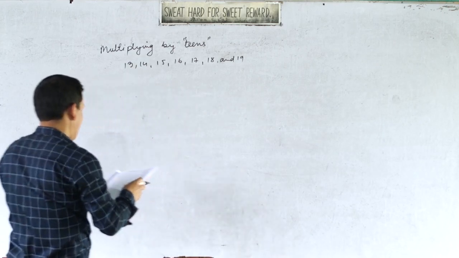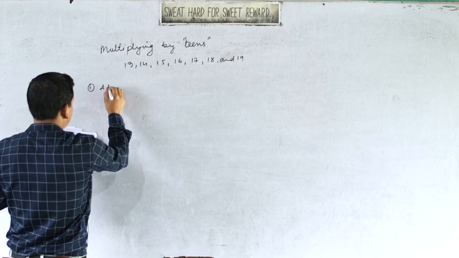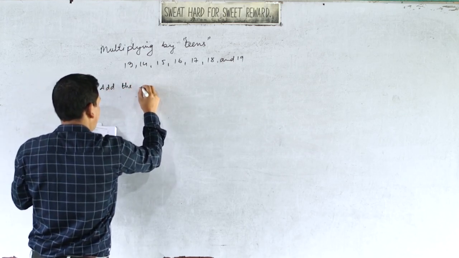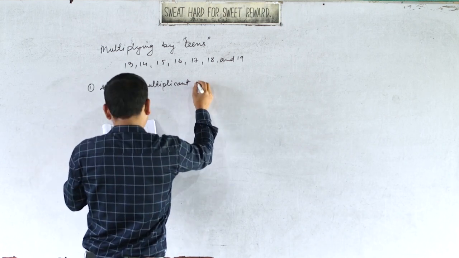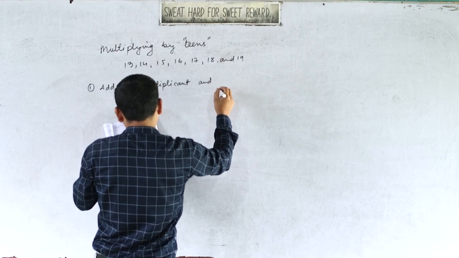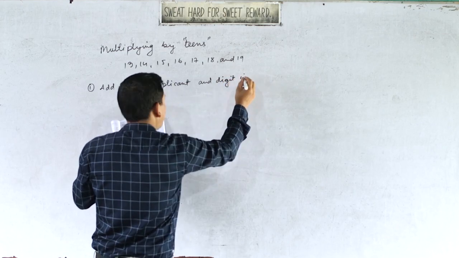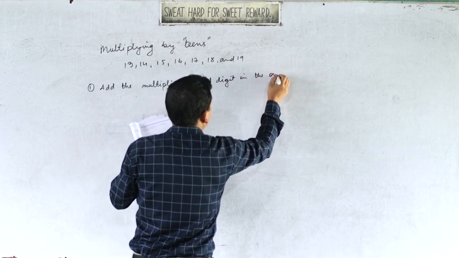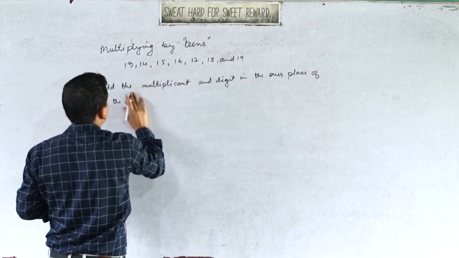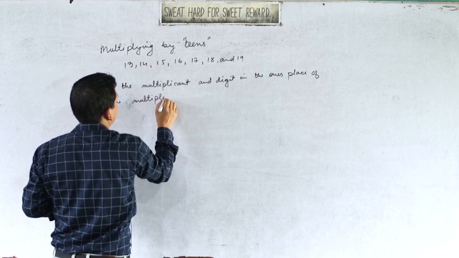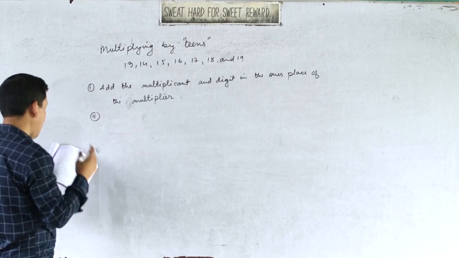The first step, according to step, just to do it, okay? The first step, add the multiplicand and the digit in the ones place of the multiplier. Multiplier. Second step. According to the step, we solve it. Okay, there will be a four step.